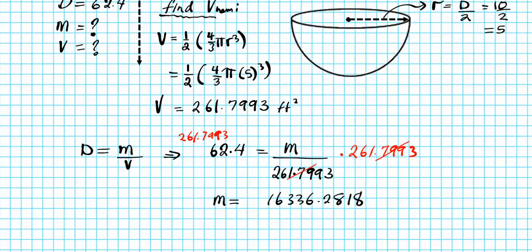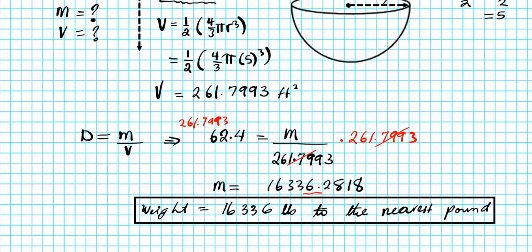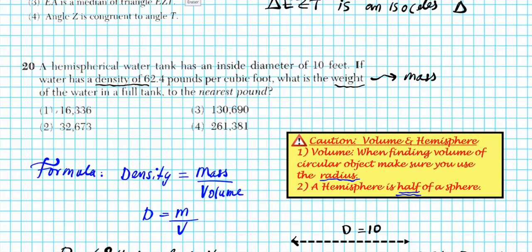So we're rounding it to the ones place right here. The number behind the ones place is 2, which is less than 5. So we're going to round down. So we're going to have the mass, or the weight. The weight is equal to 16,336 pounds to the nearest pound. Okay, so there goes our answer. So the correct answer is option number 1. Option 1 is the correct answer for this problem.